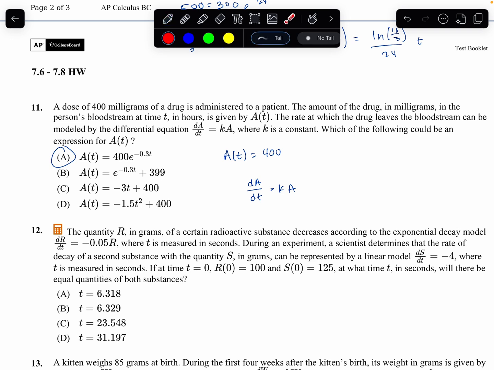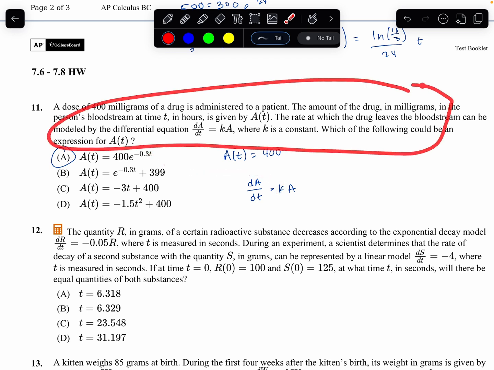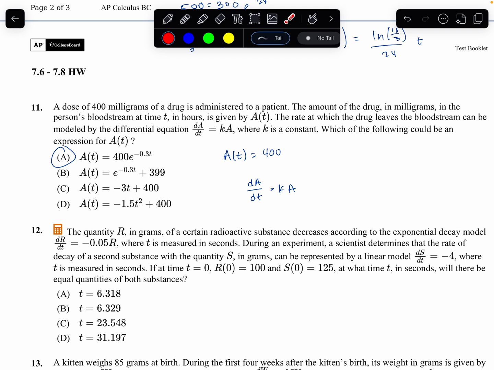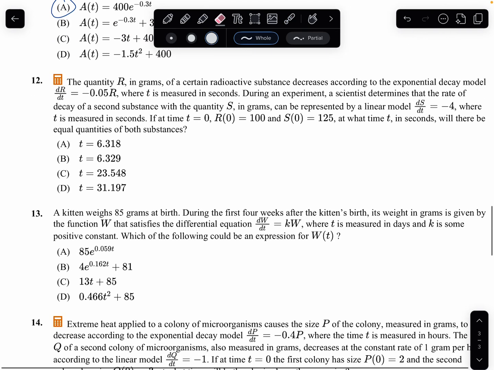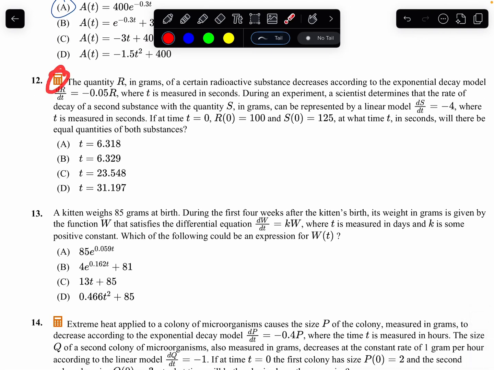To solve for k to confirm that that's what it would be. Do I have any other information here? I don't think it matters. I can already tell that this is exponential. It's got the initial condition of 400. And so, yeah, it's got to be A. All right, so for 12, we'll need a calculator.